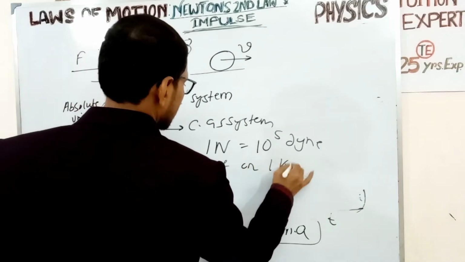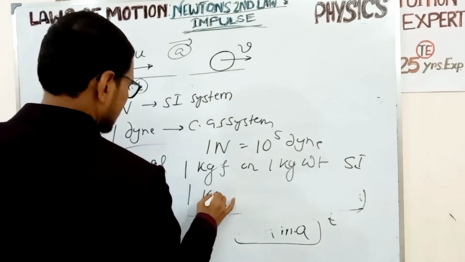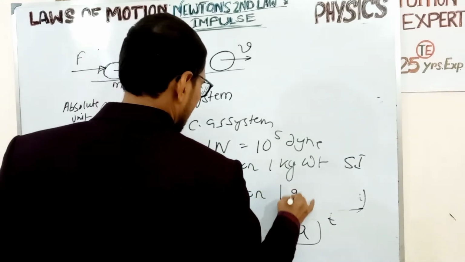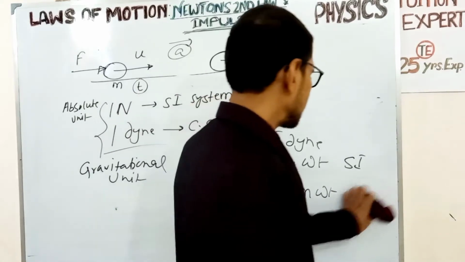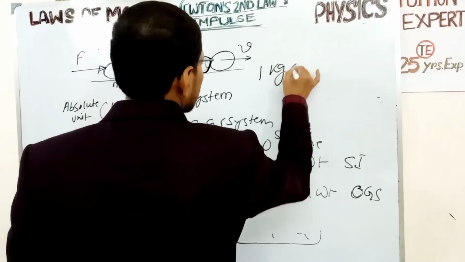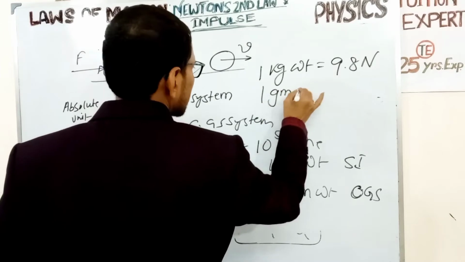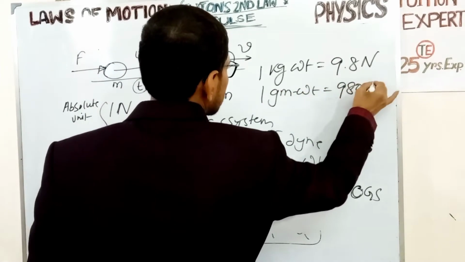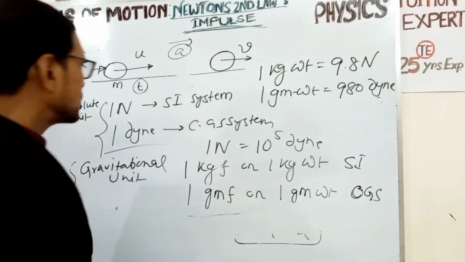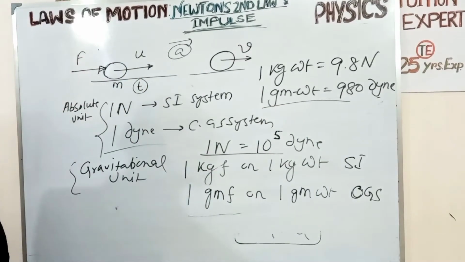And in the CGS system, it is 1 gram force or 1 gram weight. So 1 kg weight equals 9.8 Newton and 1 gram weight equals 980 dyne, and 1 Newton equals 10 to the power 5 dyne. So these are the units of force.